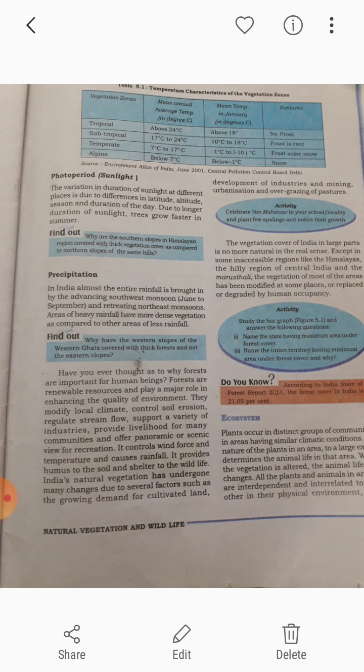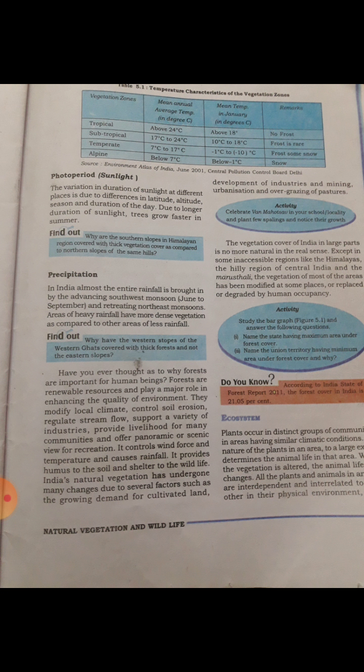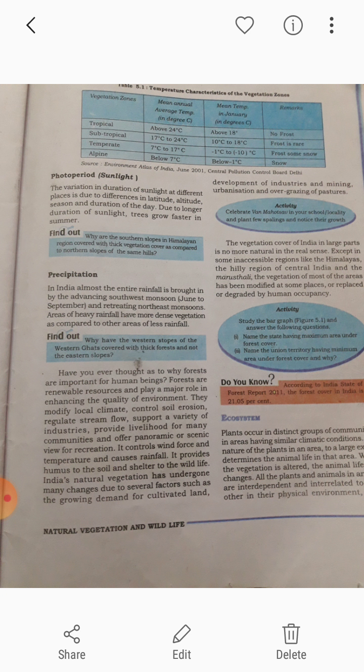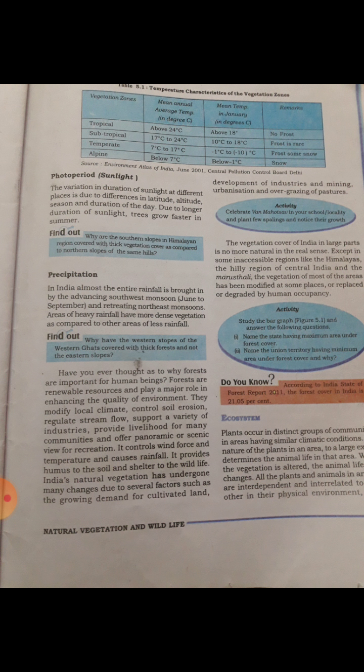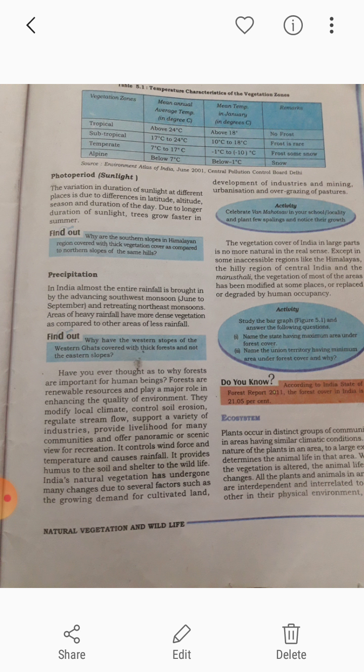Clear? So India's natural vegetation has undergone different changes due to several factors, such as growing demand for cultivated land, development of industries, mining, urbanization, and overgrazing of pastures.